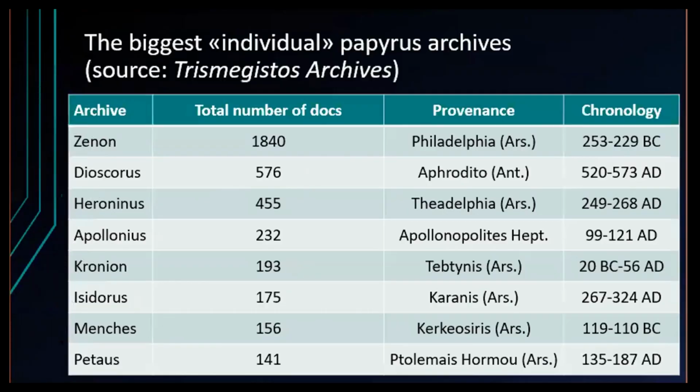This table lists the biggest individual papyrus archives according to Trismegistos, sorted by the total number of known documents. So we have the archive of Zenon from Ptolemaic Philadelphia, the Dioscoros archive from Byzantine Aphrodito, the Hieronymus archive from late antique Philadelphia, the Apollonius archive from Roman Apollonopolitis Heptacomia, the Cronion archive from early Roman Teutonis, the Isidorus archive from late Roman Caranis, the Menkes archive from Ptolemaic Osiris, and the Petaus archive from Roman Ptolemais Hormou.